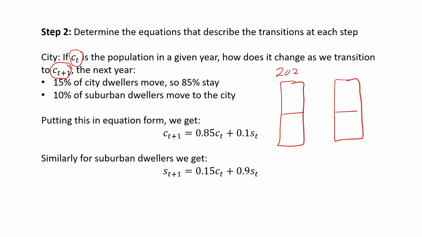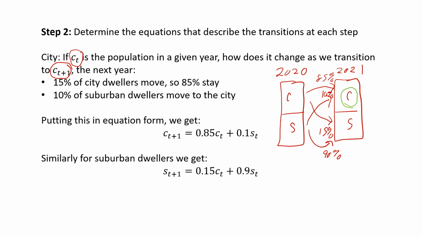We had 2020 and 2021 with the city and the suburb. And remember what happened. In the city, we had 85% stay in the city core, 15% go to the suburbs. From the suburbs, we had 10% go to the city core and 90% stay in the suburbs. So we know what 2020 is. What we're asking now is what happens here to the city in 2021.